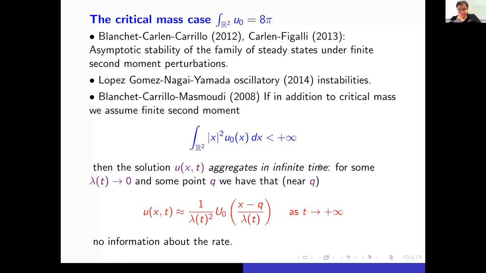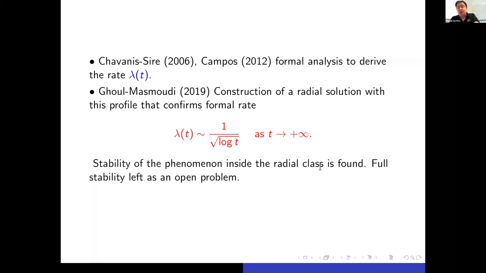Even though the rate at which this can happen was not known, there were, before and after, some formal works in which this scale was detected. Lambda of t is of the order, actually there should be a constant here, okay? It's equal, at main order, to a certain constant divided by the square root of log of t. Yeah, this is the key scale. Okay?